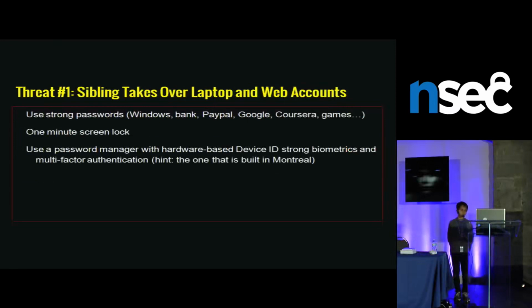So for the first threat, that your sibling takes over your laptop and web accounts, the solutions here are fairly straightforward. You use strong passwords for Windows, your bank, etc. Use a 1-minute screen lock because siblings can be fast. And use a password manager with hardware-based device ID, strong biometrics, and multi-factor authentication. And the best one's the one built in Montreal by those guys.